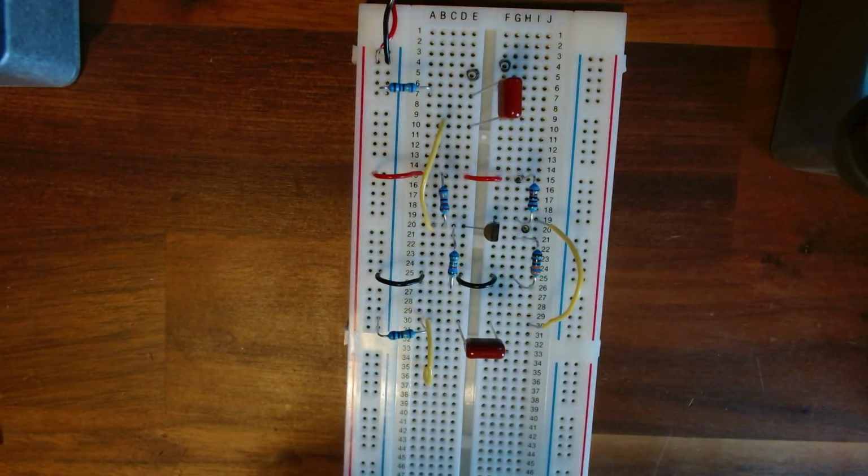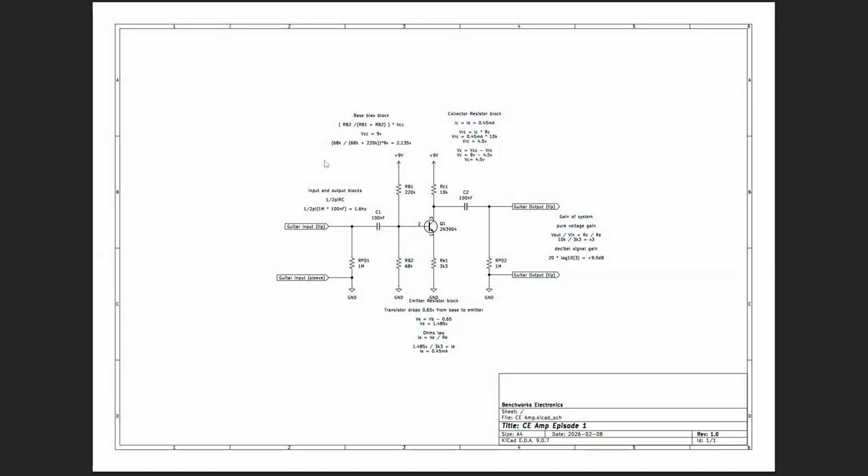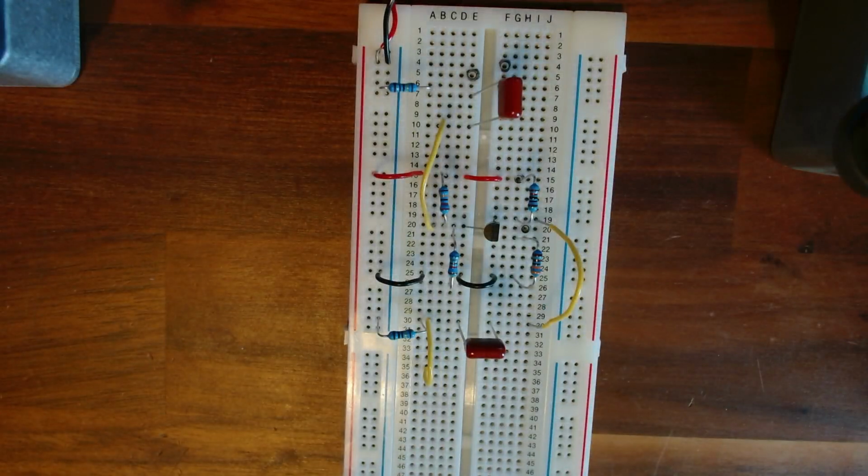So if we jump back to the schematic really quickly, just to refresh ourselves of some numbers here. Up at the top, at pin 2, we should see 2.1 and a bit volts. At pin 1, we should see 1.4 and a bit volts. And at pin 3, we should see 4.5 volts. So with that in mind, I'm going to jump back to the circuit here.